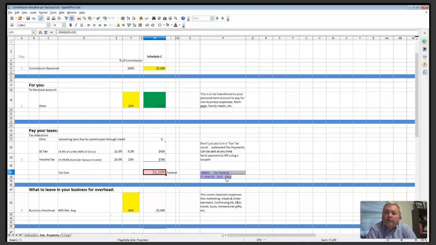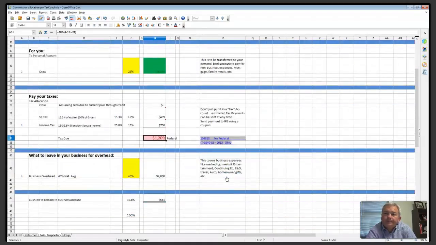We also have links here for Ohio. If you're from another state, we'll be happy to send you links to whatever state that might be for their estimated tax payments, or estimated tax coupons. So the fourth section is what you leave behind in your business. So we've received a commission, we've paid ourselves, and we paid the IRS. Now we're going to pay our business expenses, right? So we want to leave something in the business to operate on.